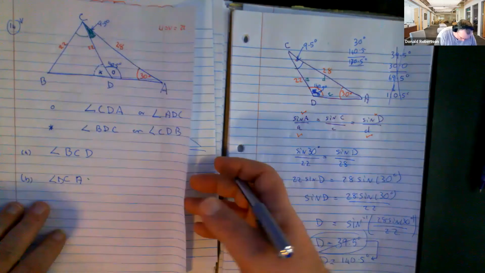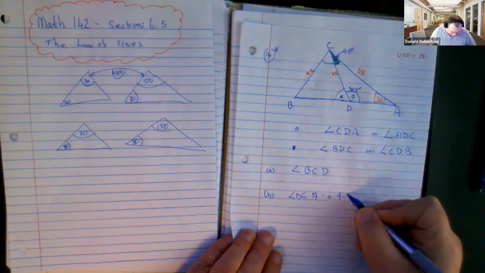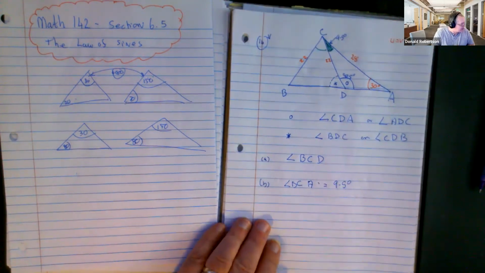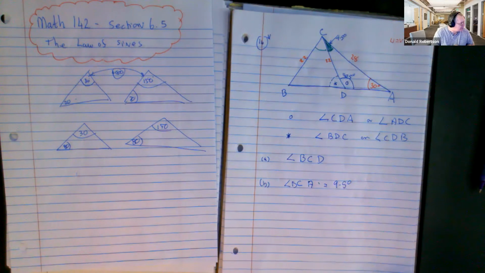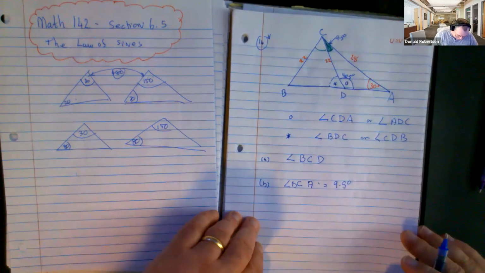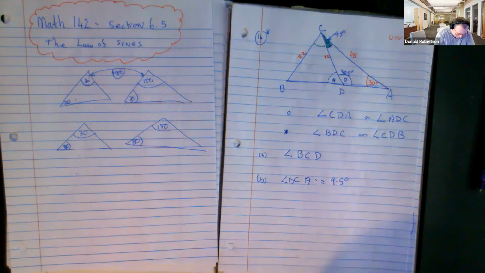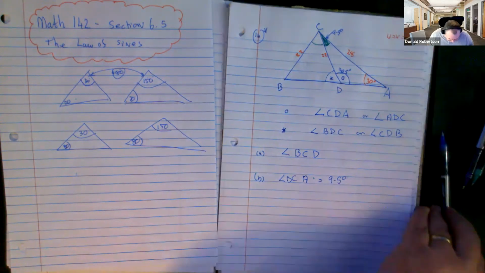So we now know 9.5 degrees. And BCD is coming up. BCD is this guy. And I am not going to use the sine rule. I am going to use some other tricks.